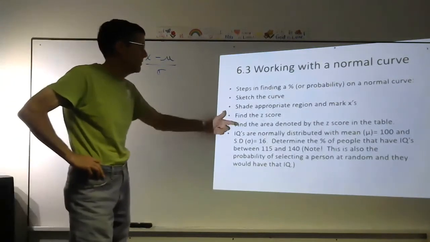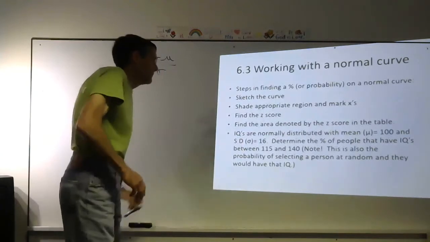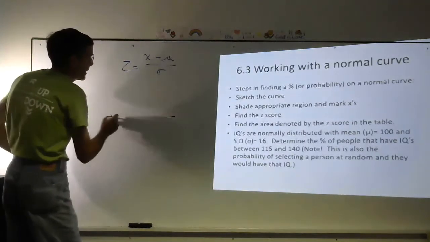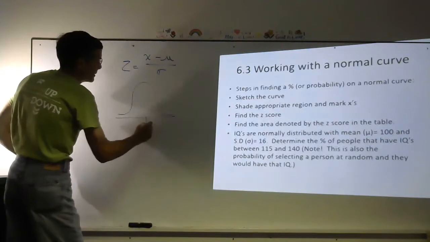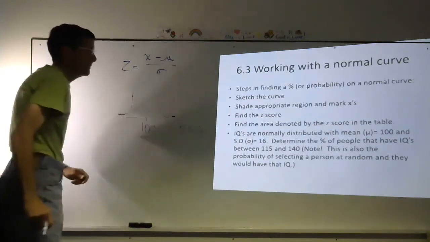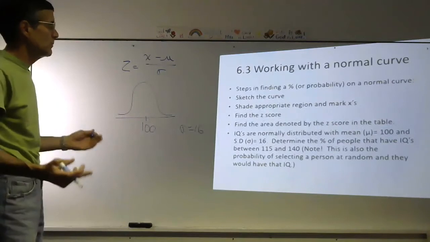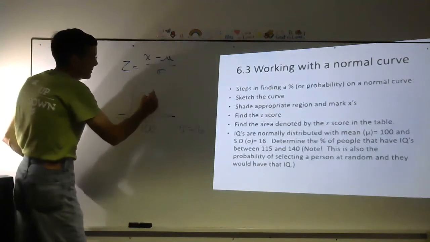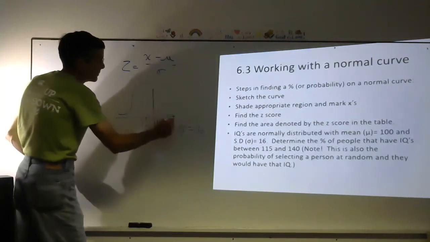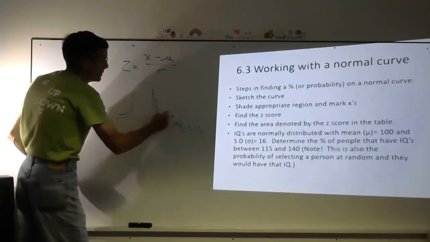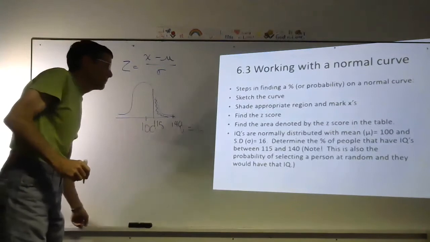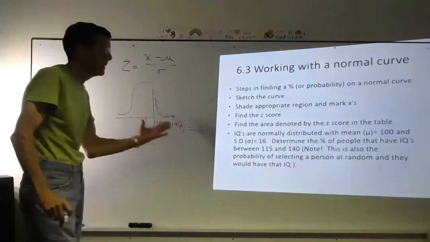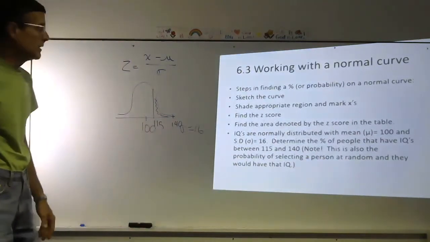Let's go through the steps in a problem like down here. IQs are normally distributed with a mean of 100, standard deviation is 16. So I have 100 here, standard deviation 16. Determine the percentage of people that are between 115 and 140. 115 is over on this side, so here's 115, here's 140. I want to know the area under the curve there. This would also be the same as asking what's the probability of selecting a person at random and they have an IQ between 115 and 140.